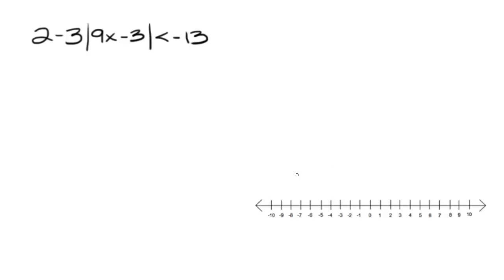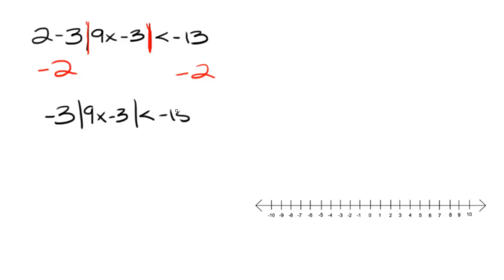All right, in order to find the solution set for this absolute value inequality, the first thing that we need to do is isolate the absolute value expression here, the 9x minus 3 in the absolute values. We're going to subtract 2 from both sides to do this, giving us negative 3 times the absolute value of 9x minus 3, which is less than negative 15.